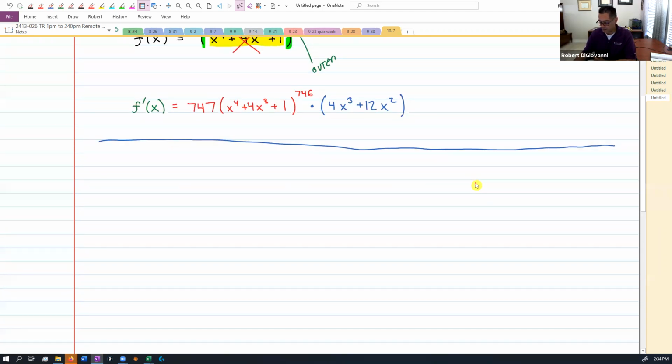Okay, let's do another one. You ready? f of x equals, let's go with tangent of sine x.